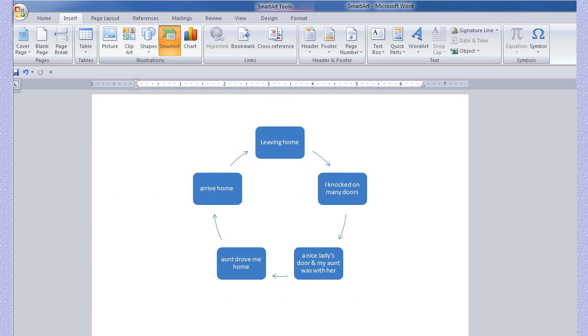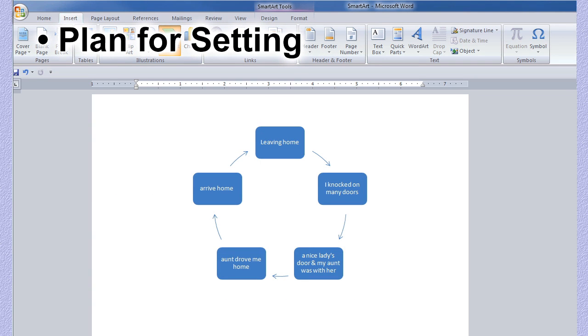Next, the narrative plan must include setting. That's the where part of your story. Where were you and your characters when this event happened?